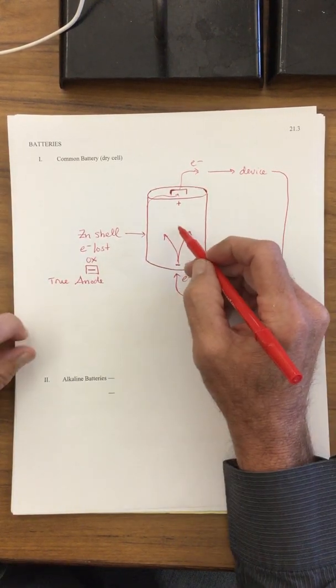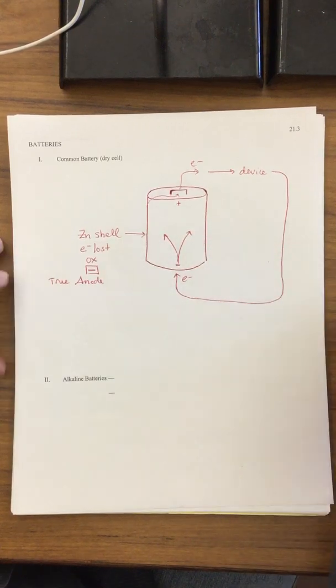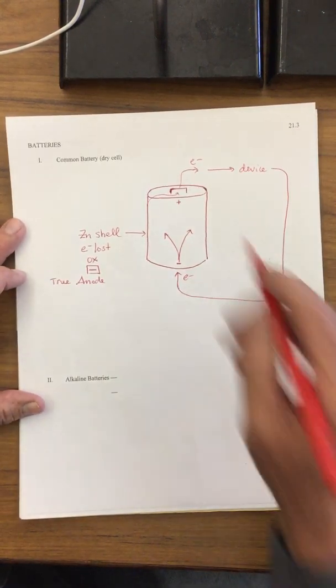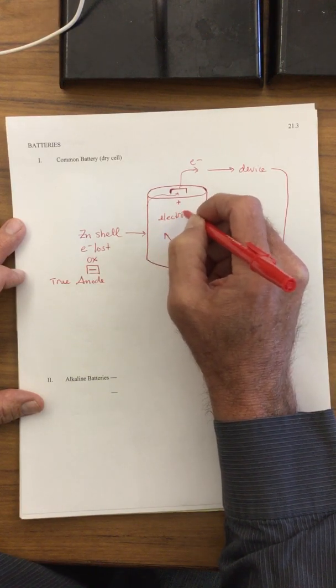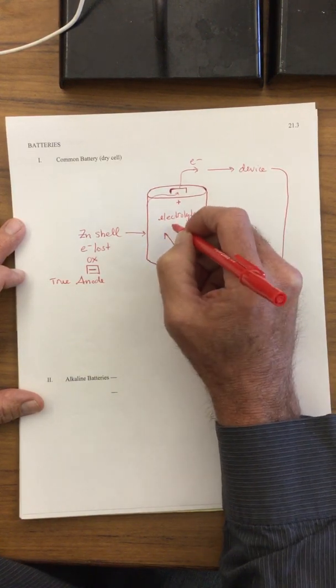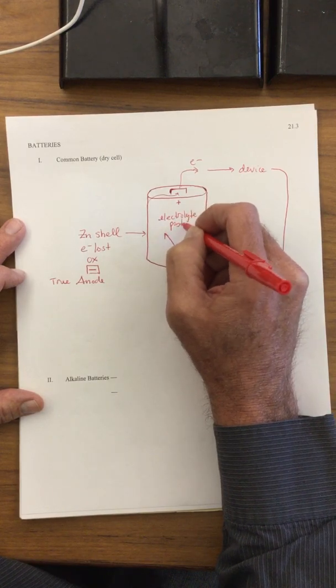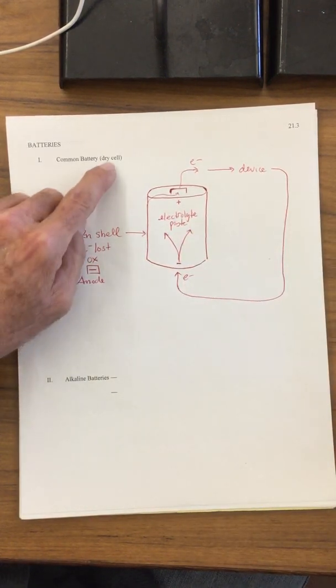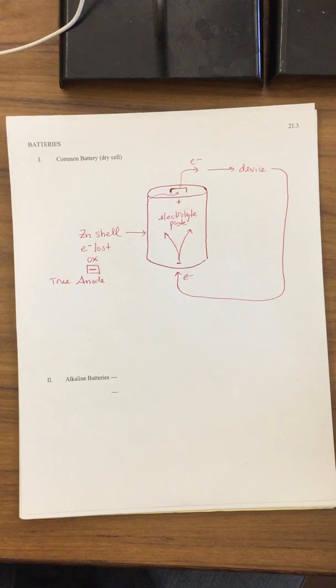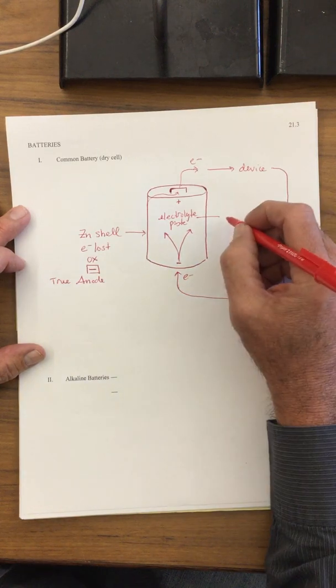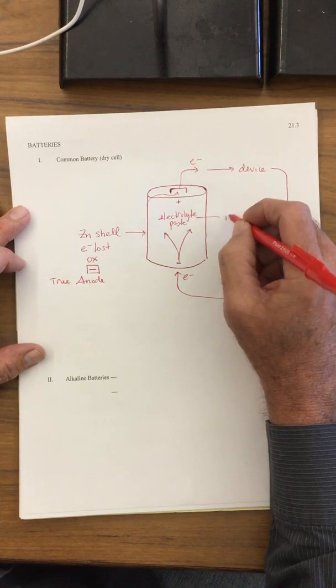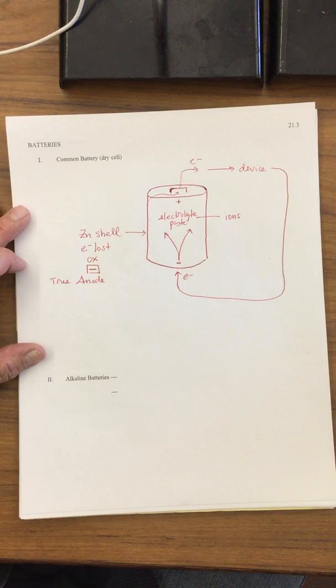What we have on the inside here is what's called an electrolyte paste. This is why it's called a dry cell. It's because of this paste. This paste is filled with a bunch of ions.